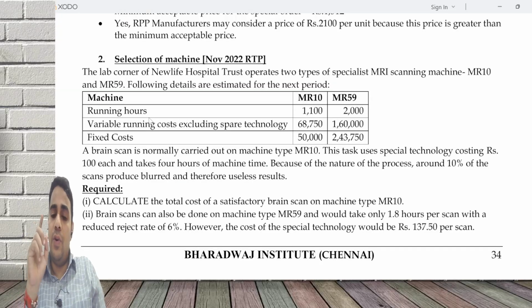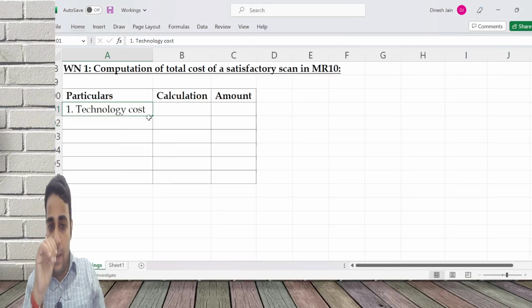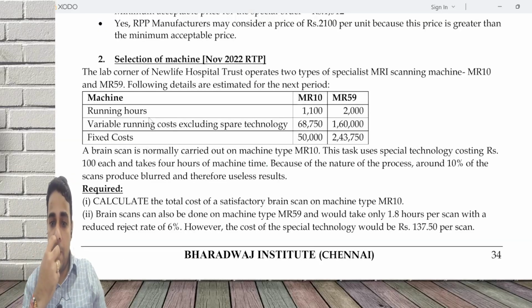So from one scan, I have to incur one technology cost and machine related cost. Machine has fixed cost as well as variable cost. Both are there. First is technology cost. It's slightly different from the normal set of questions you would have done. Technology cost is 100 rupees.